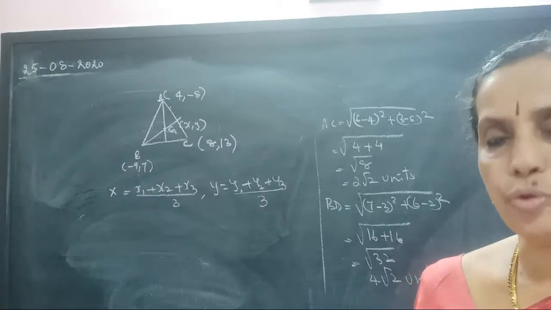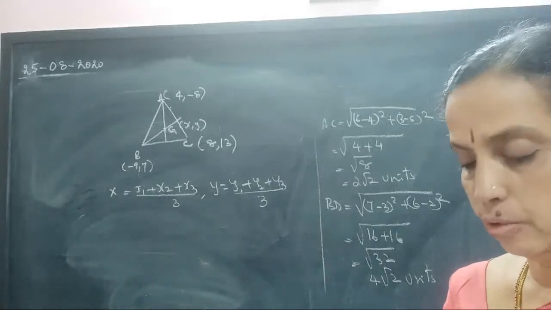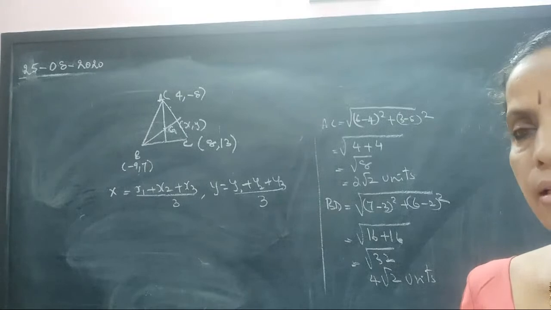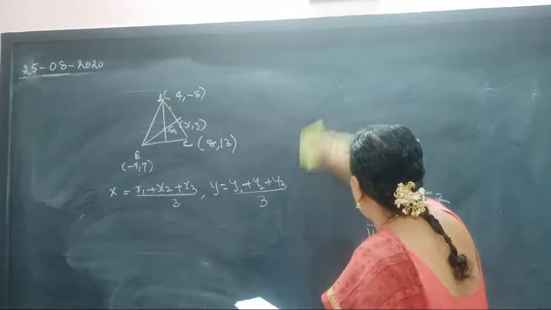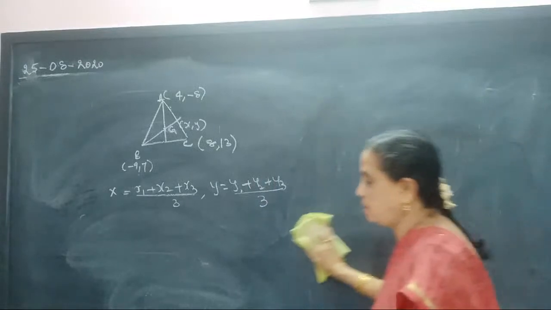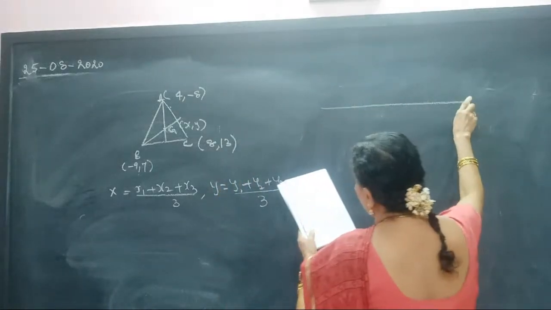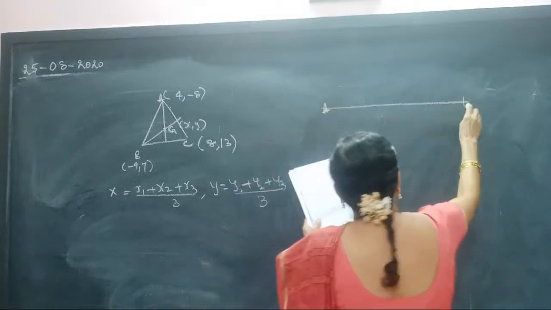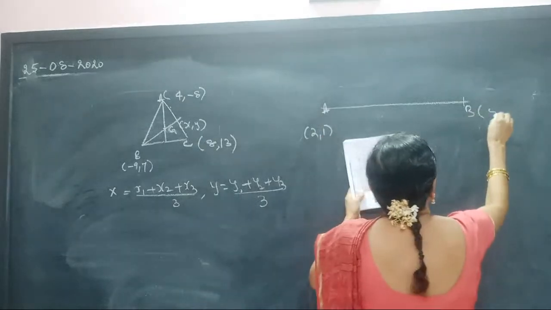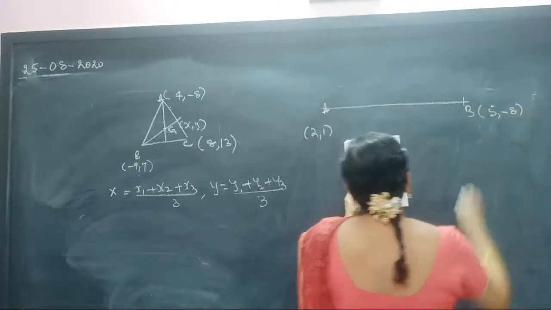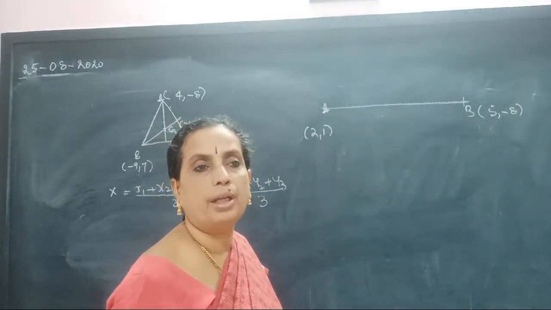Yes. One more question. I'll give the question and I'll leave it to you for working as a homework question so that I can discuss in the next class. Here, one of the main units they had deleted, so the chapter has become very small. If the line segment joining the points A(2, 1) and B(5, -8) is trisected. Trisected means divided into 3 equal parts.